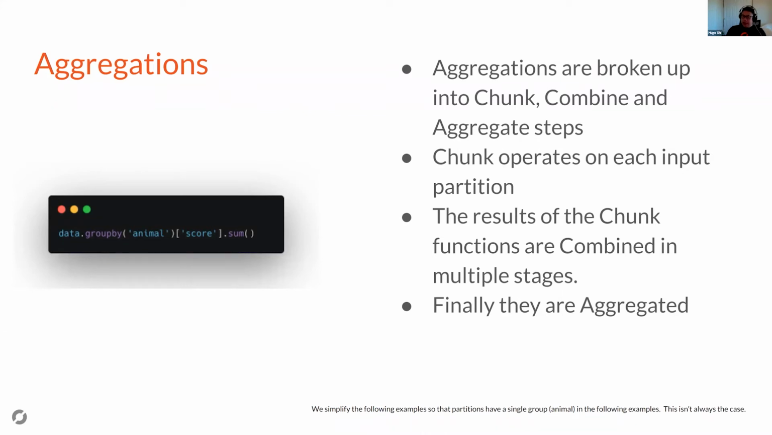The first step of a Dask DataFrame group by is the chunk step, and the chunk is a function that executes on every input partition. So if my data frame has 10 partitions, the chunk step gets executed on each partition. Then the results of the chunk step are combined in multiple stages, and then finally they're aggregated to produce the results. So that all sounds very abstract. Let's go into a concrete example.